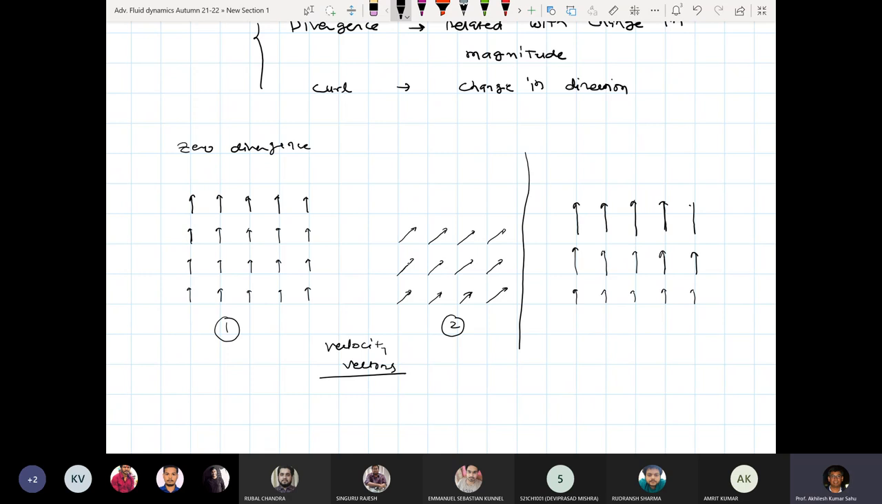So let's say if I take this point, that is my point of interest. For this point, for the incoming arrow, there is a change. Let's draw it a little bigger.